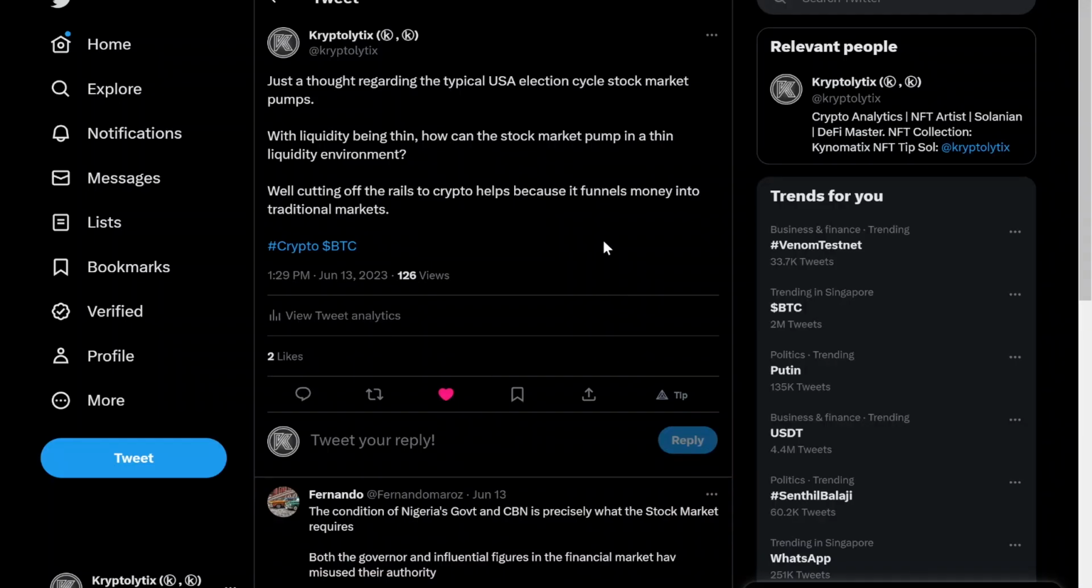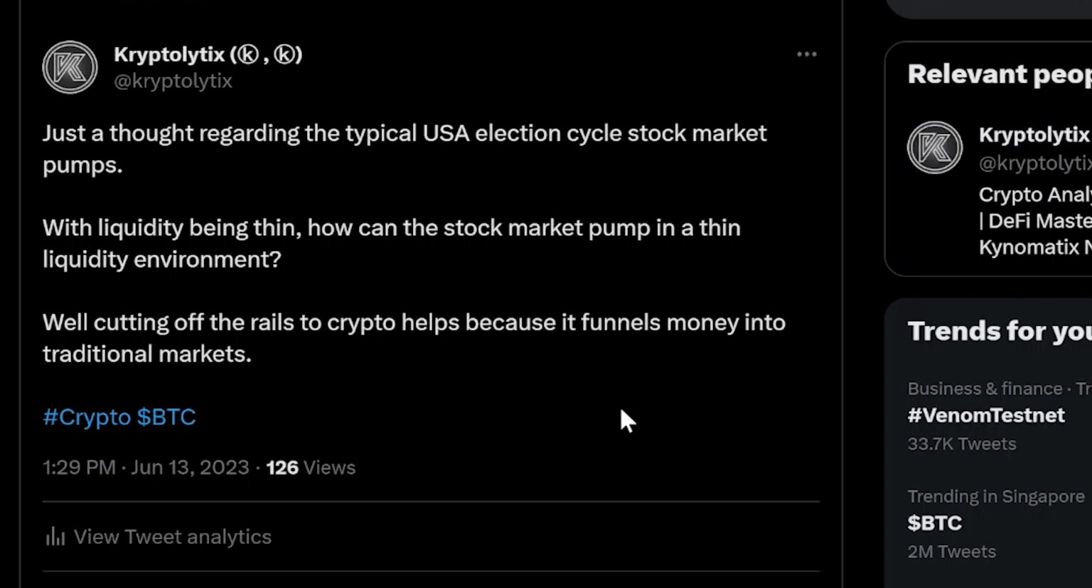Thought I might address a couple more fundamental narratives. There's a narrative with regards to the US election where there's a typical stock market pump leading in. But we do have thin liquidity because there's a lot of cash sitting on the sidelines right now. So how can the stock market pump in a thin liquidity environment? Well, they've cut off the rails to crypto.